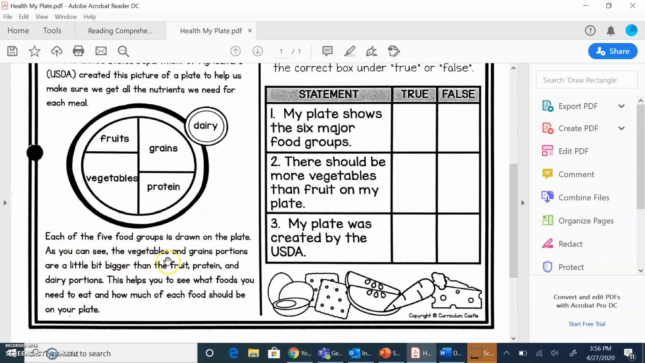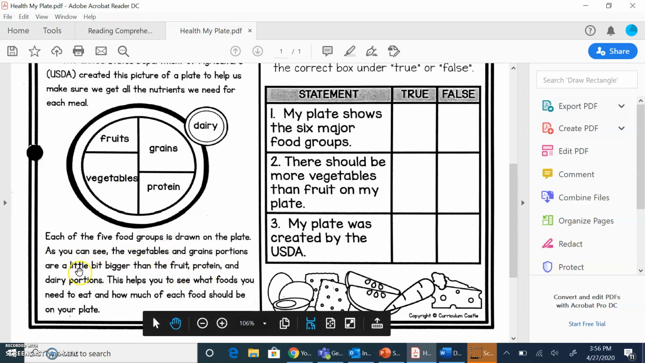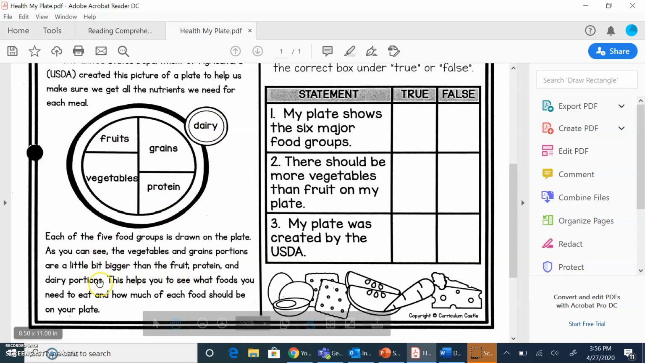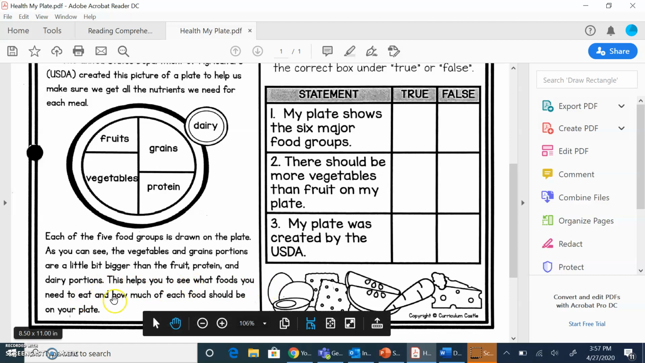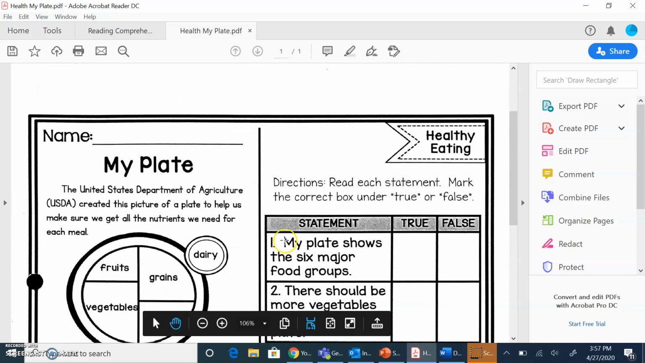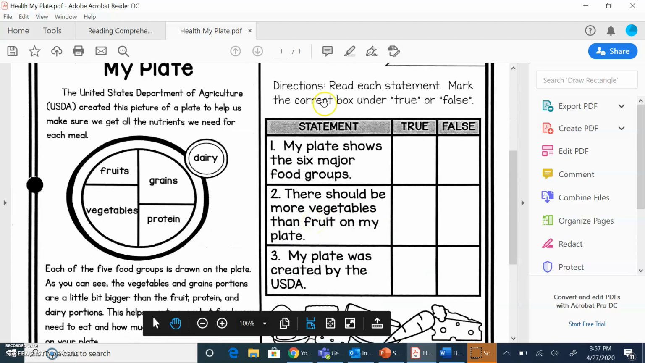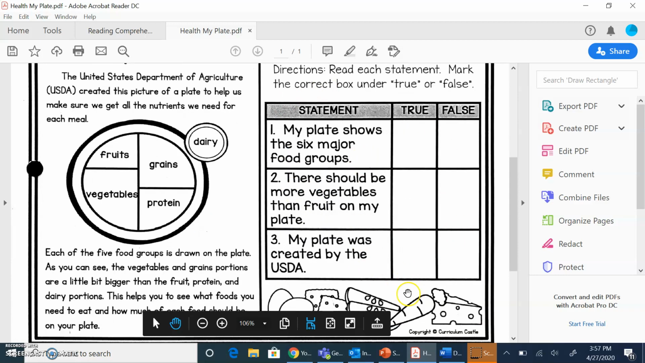As you can see, the vegetables and grains, so these two, are a little bit bigger than the fruits and the proteins and the dairy. This helps you see what foods you need to eat and how much of each food should be on your plate. So now I want you guys to answer these 3 true or false questions.